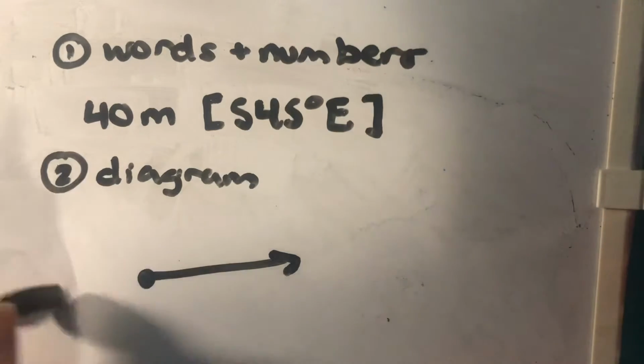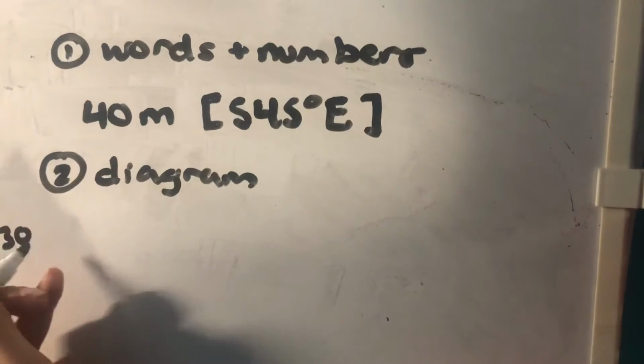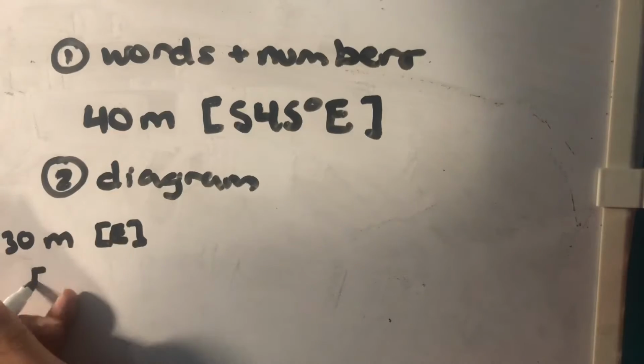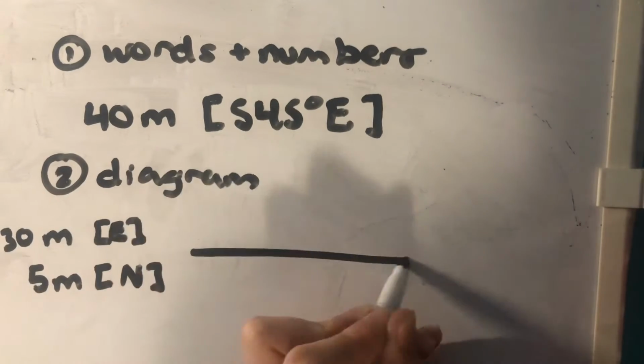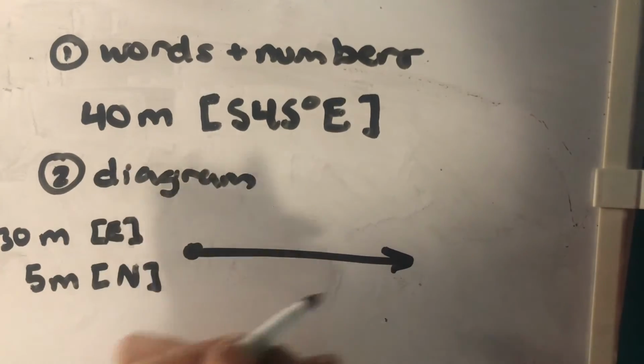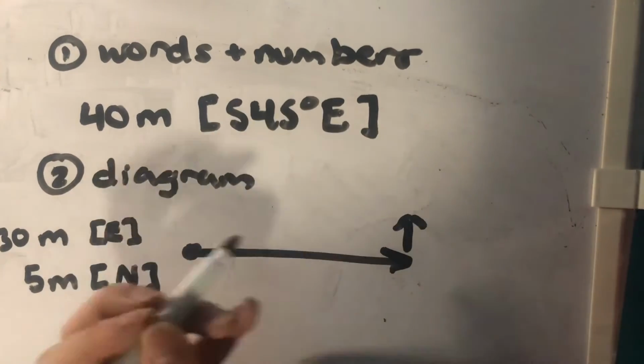So for example, if I had 30 meters east and 5 meters north, I would represent the 30 meters east much longer than the 5 meters north, if that makes sense.